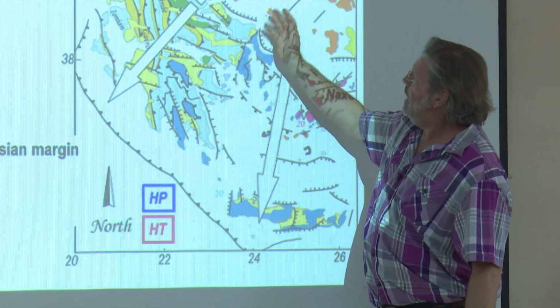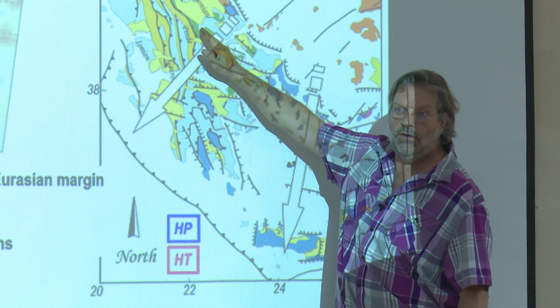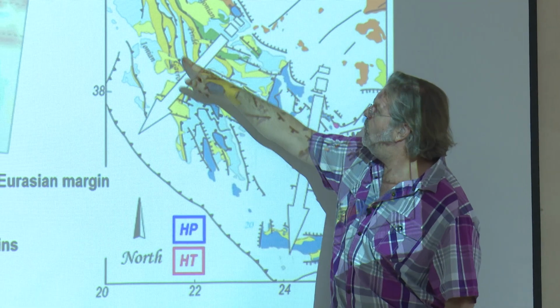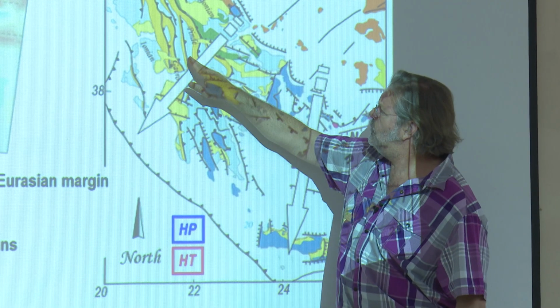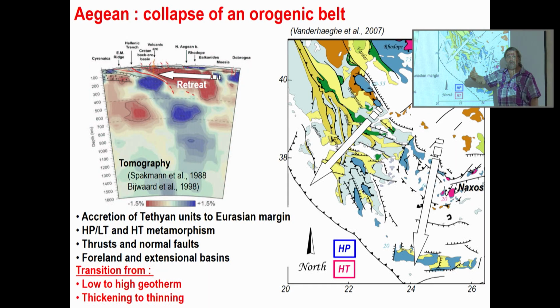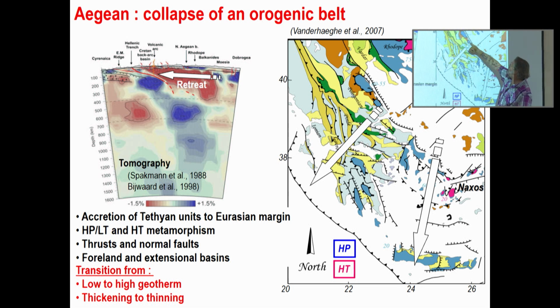And in the rear here you have thrusts, like ophiolite on top of continent, that's a thrust. But you also have normal faults. All these with squares or ticks are normal faults. Thrusts are cross-cut by normal faults. And you have also high pressure, low temperature units that are in the dark blue.